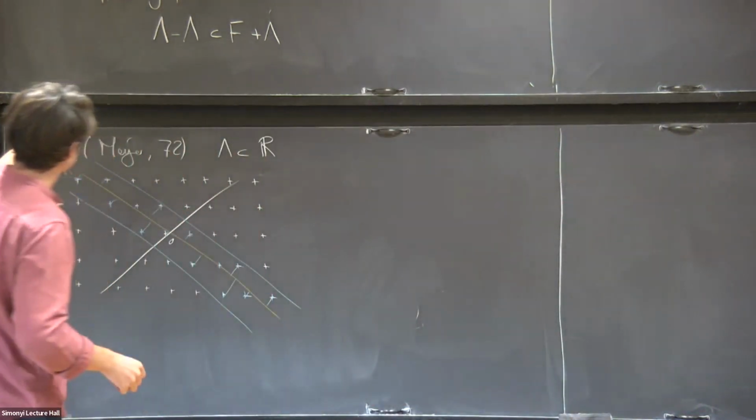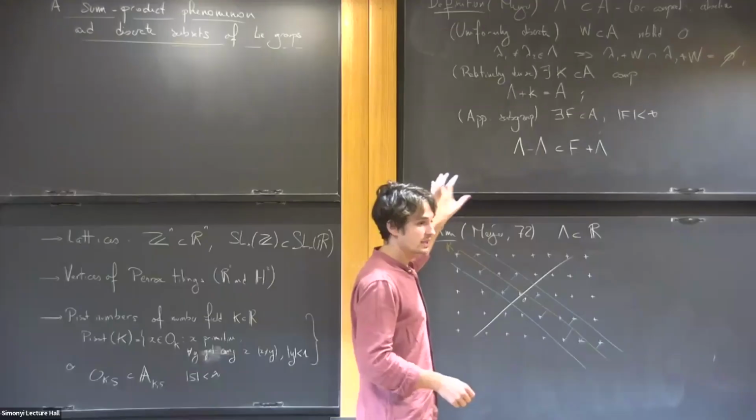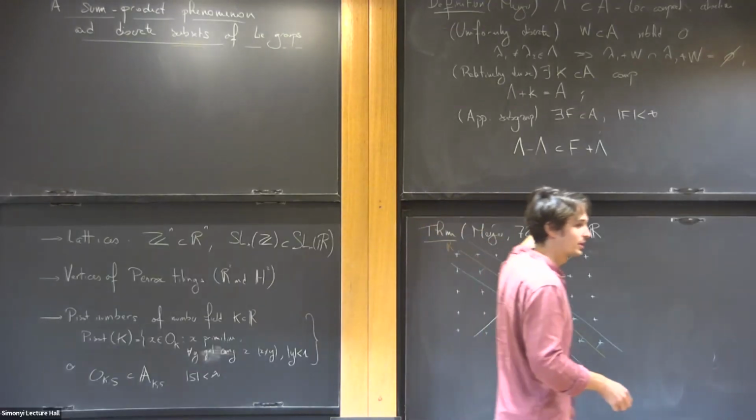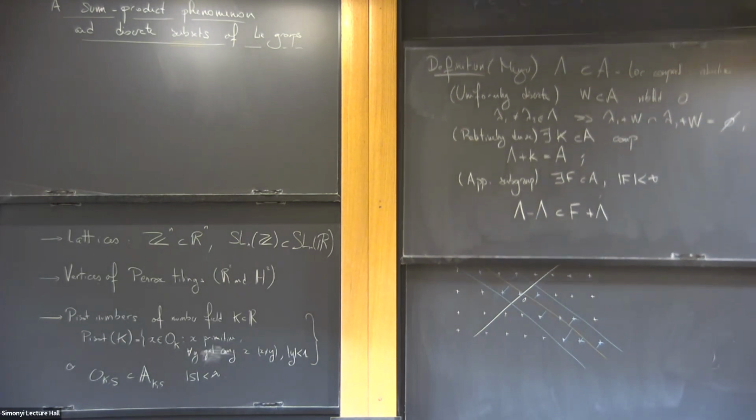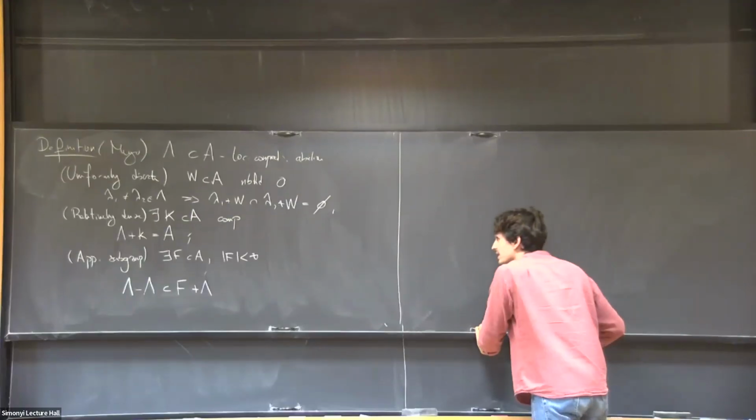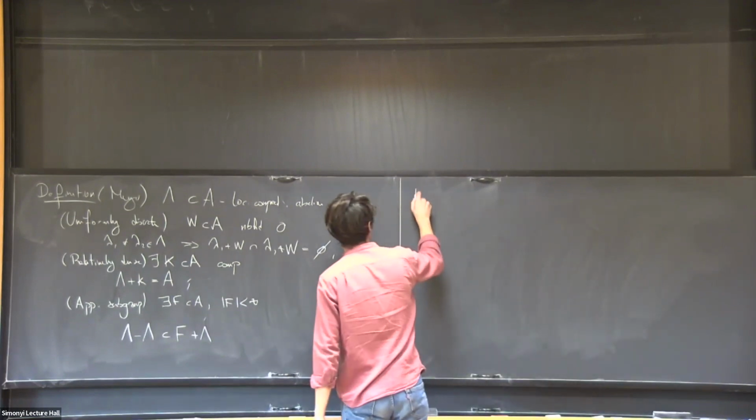Okay, so everything is fine so far, but we have just addition, and I talked about sum-product. So I want to throw in a second operation, which is just going to be the multiplication, and we're still going to talk about a theorem of Meyer from the same time.